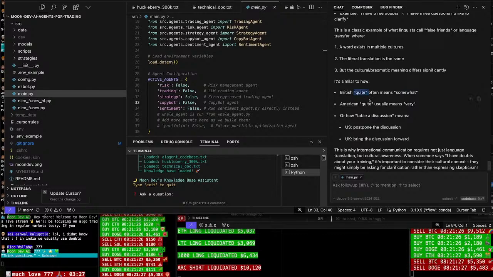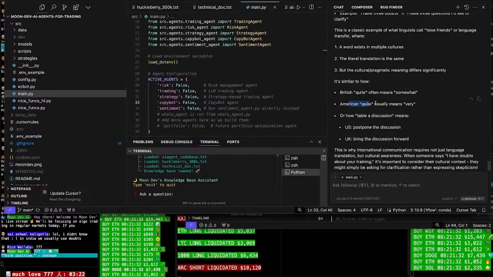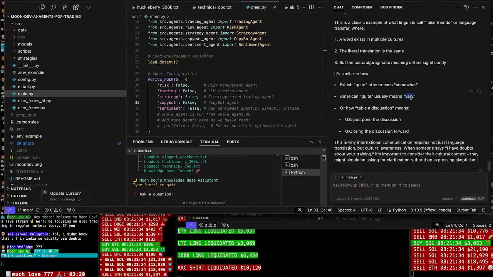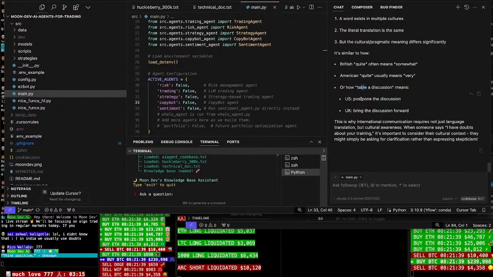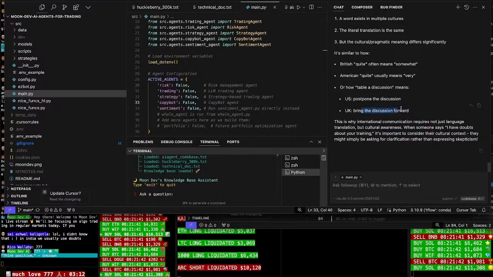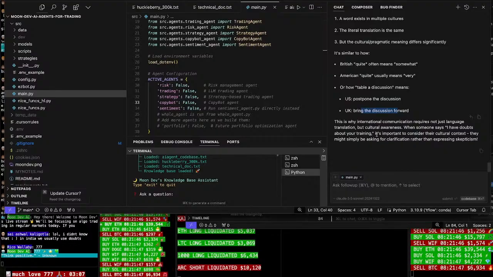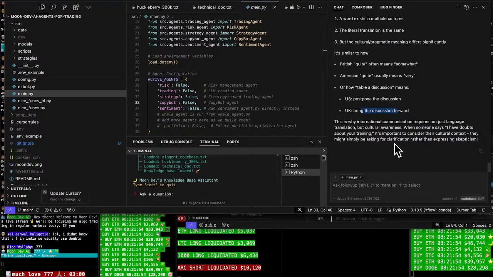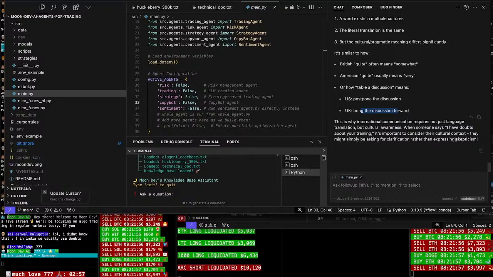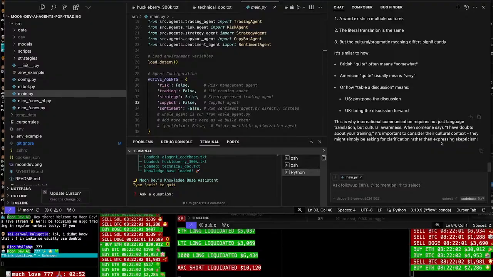It's similar to how British quite often means somewhat. Interesting. I didn't know that. So it means somewhat in British, quite. In American, it means very. Or how table a discussion means postpone the discussion in the US, bring the discussion forward. That's crazy. This is why international communication requires not just language translation, but cultural awareness. When someone says, I have doubts about your training, it's important to consider the cultural context. They might simply be asking for clarification rather than expressing skepticism.